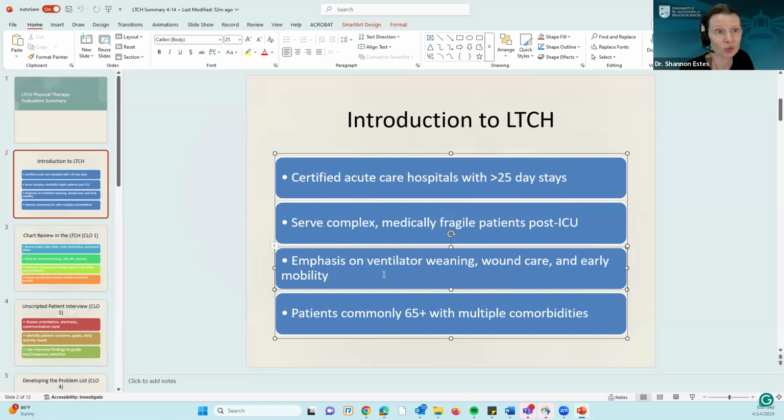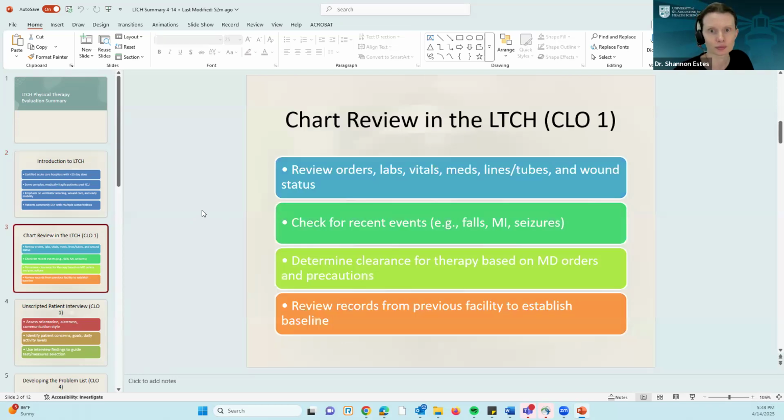Wound care: someone who is going to need prolonged wound care can be sent to long-term acute care. Again, if they have bad enough wounds, they might be on IV antibiotics anyway. And then working on early mobility. A lot of times you're going to see those who are 65 plus with multiple comorbidities. That is not a hard and fast rule. You will still have young patients in long-term acute care hospitals as well. It's just pretty common.